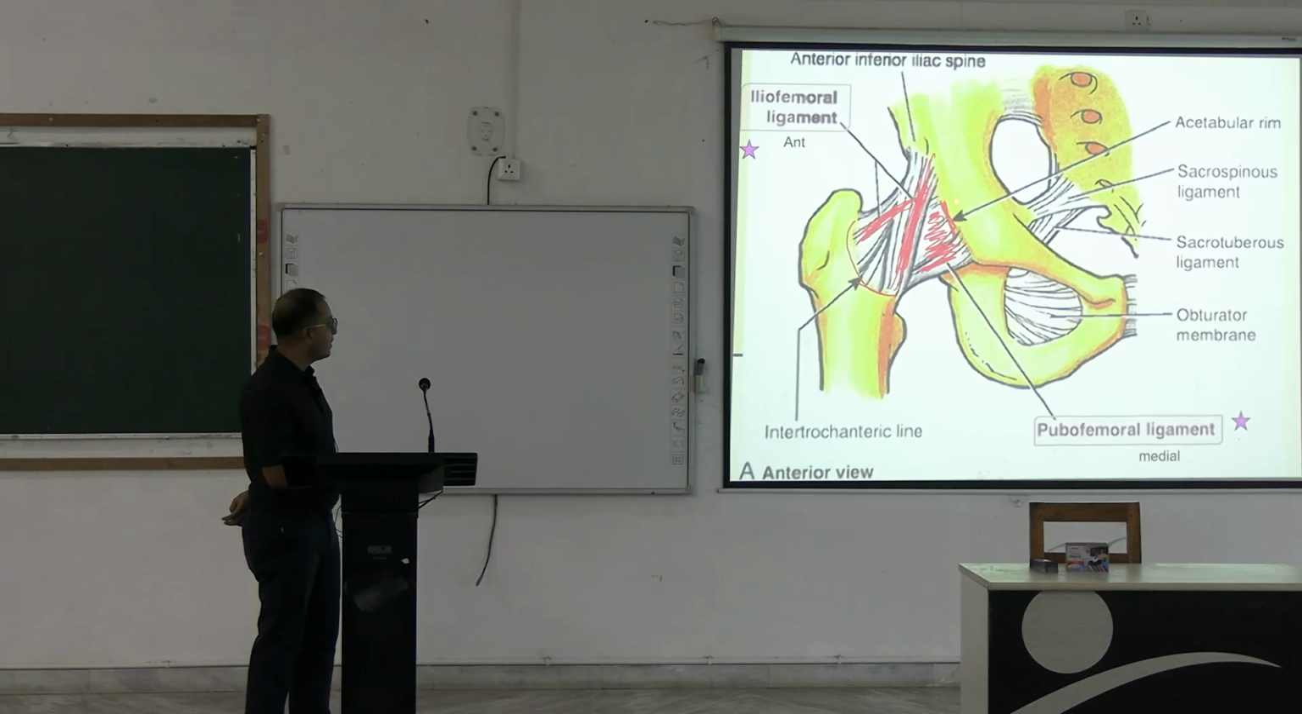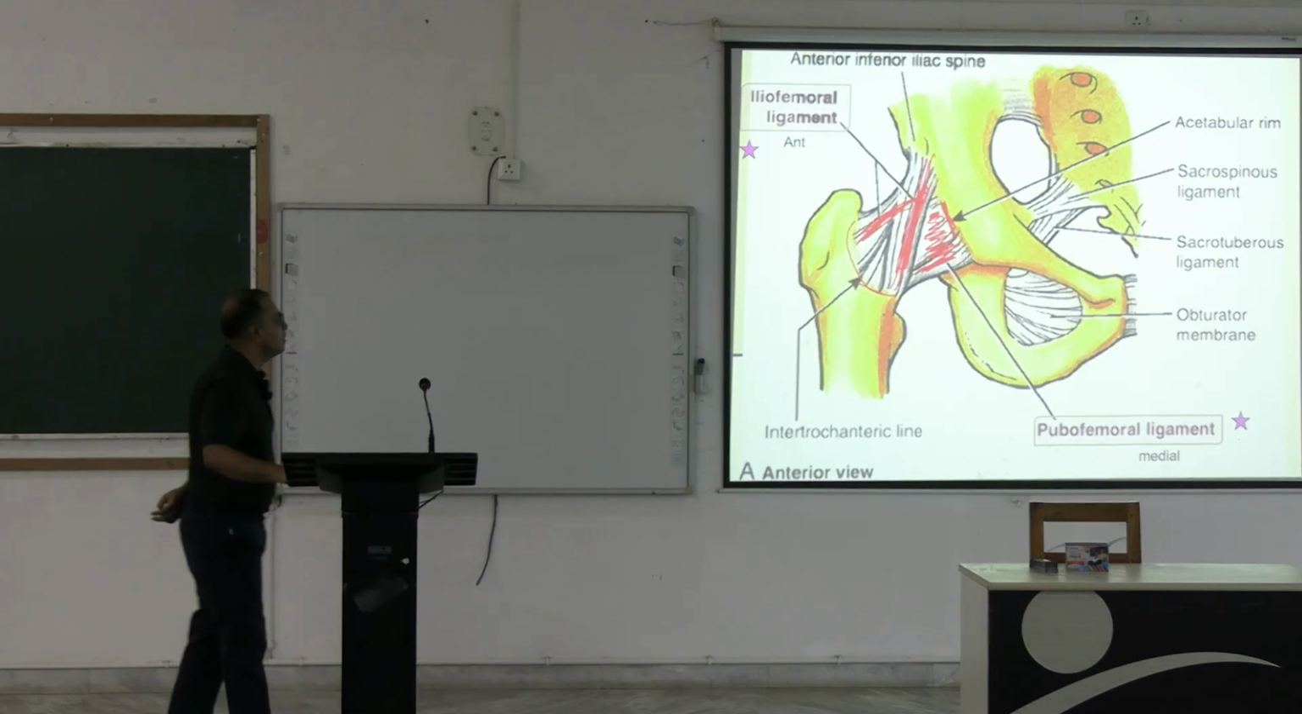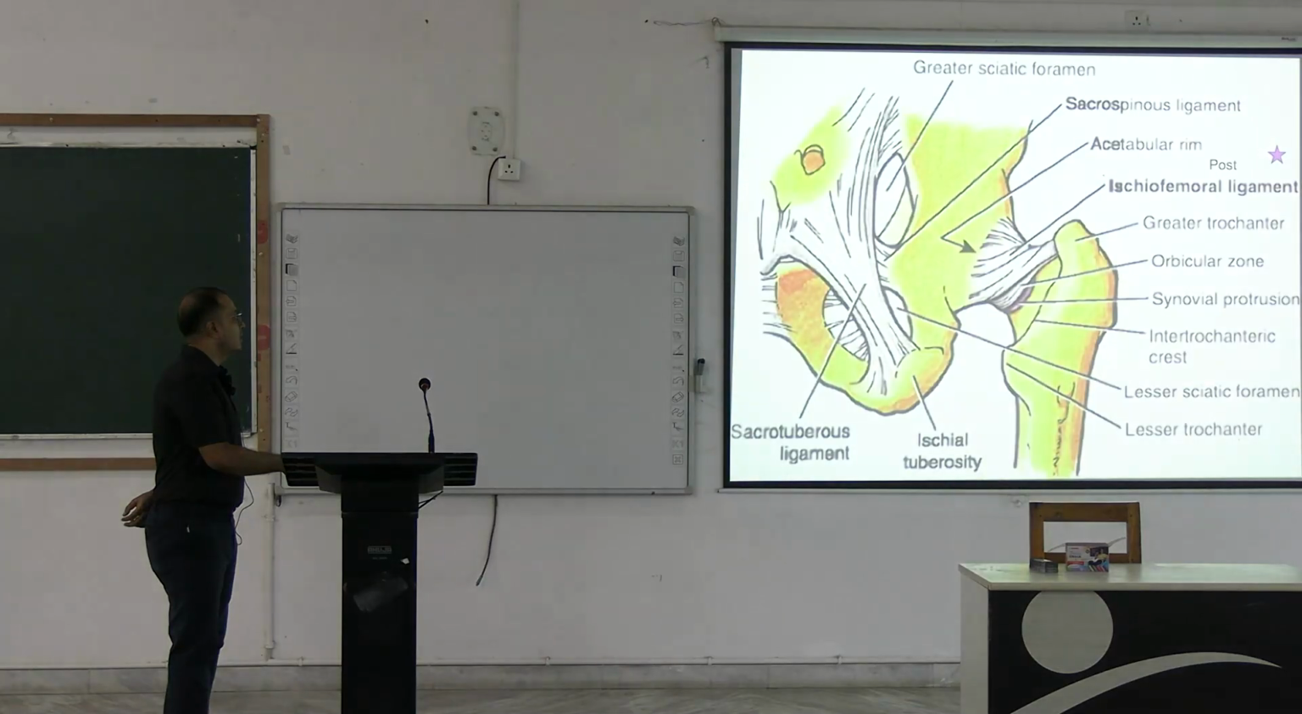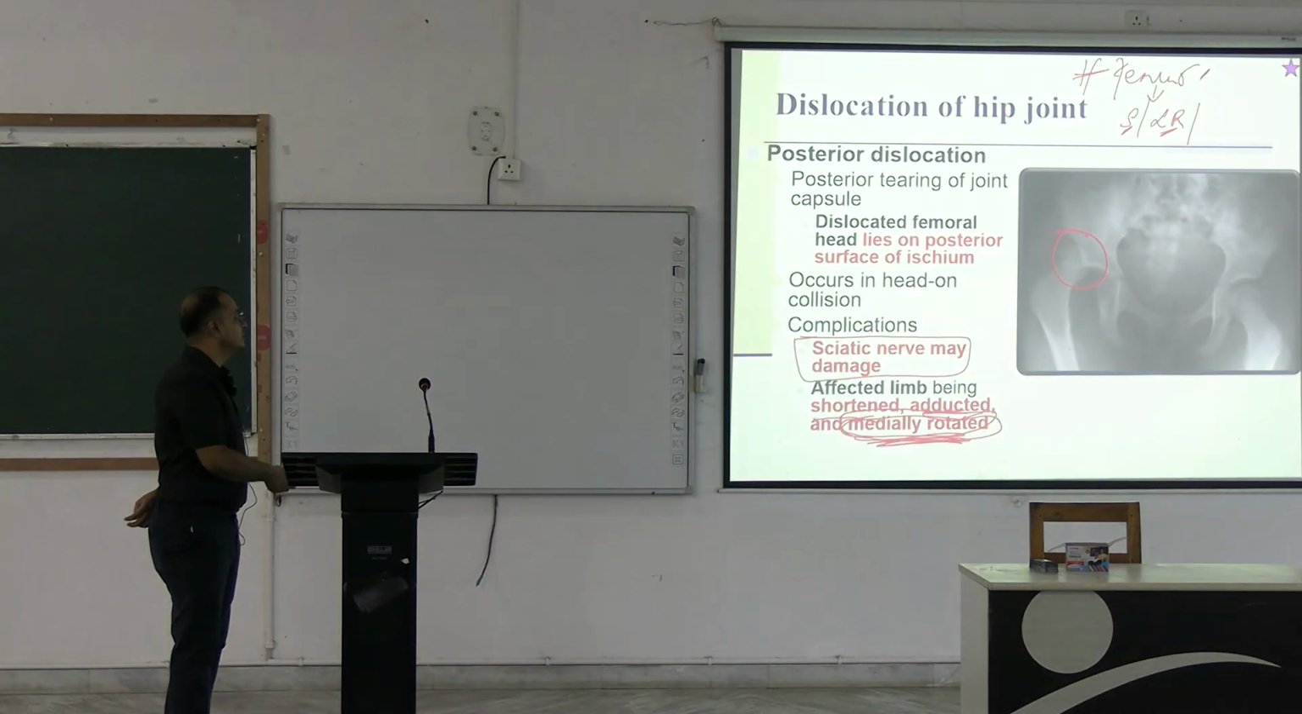And then we have a flat quadrangular band, which we call the pubofemoral ligament. So these are the three ligaments. You have to mention them whenever you are asked to explain the supports or structural integrity of the hip joint.